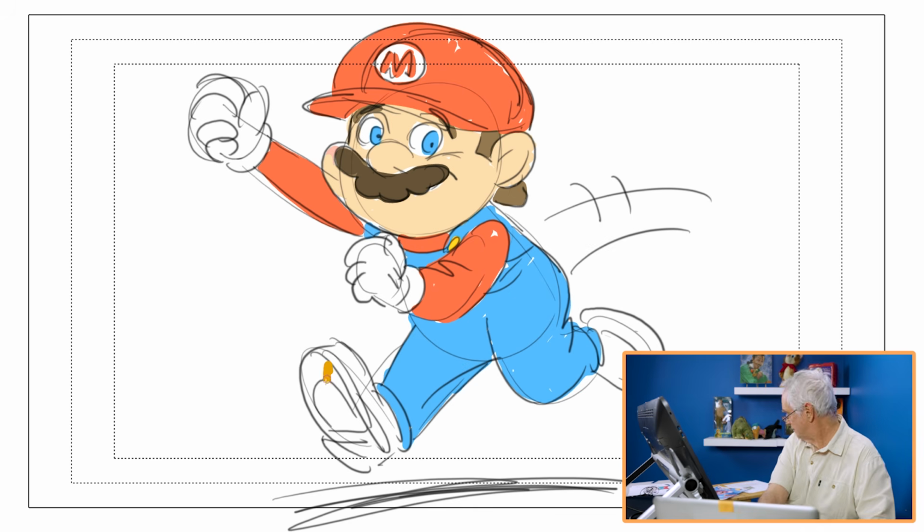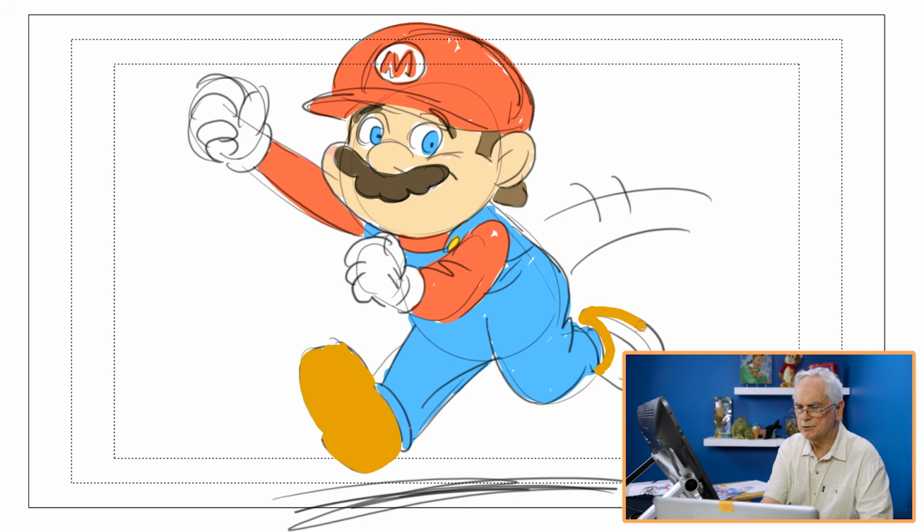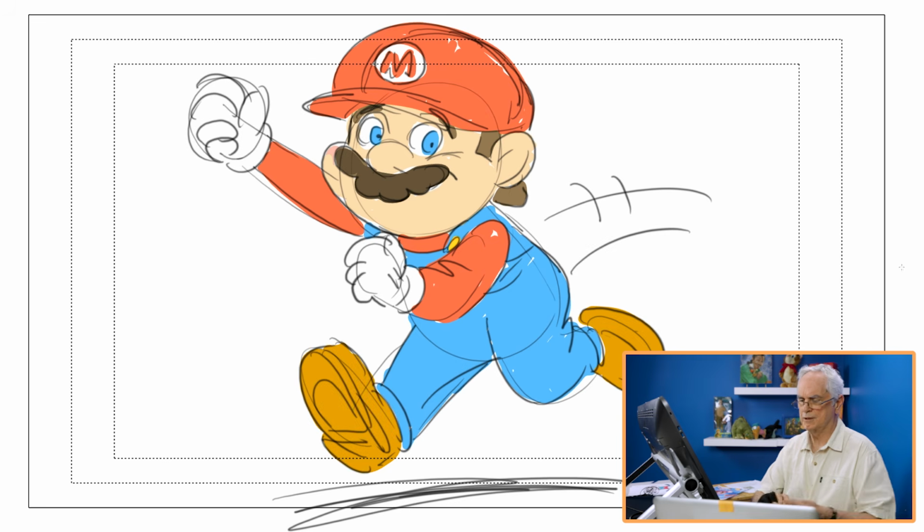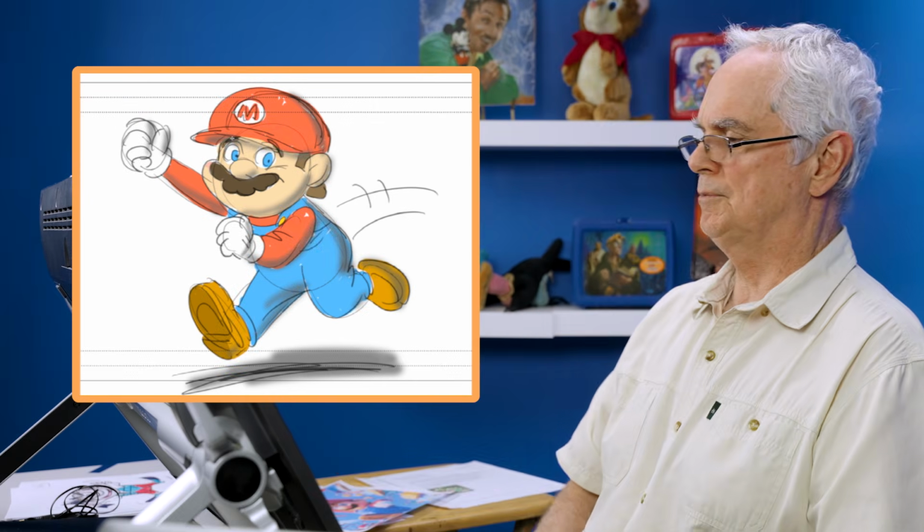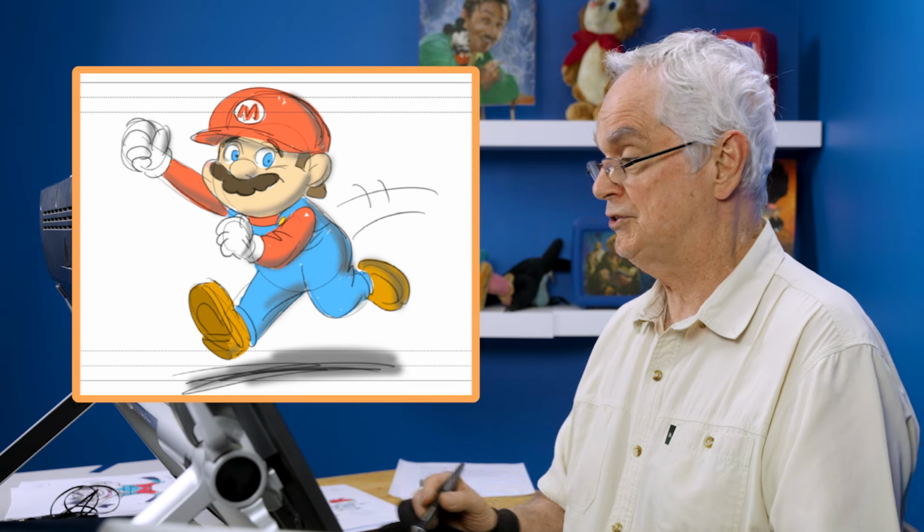Get some brown for his shoes. Darker version of that for the underside of the sole of his shoe. And then we'll get some tone. And there is our Mario as he exists today.